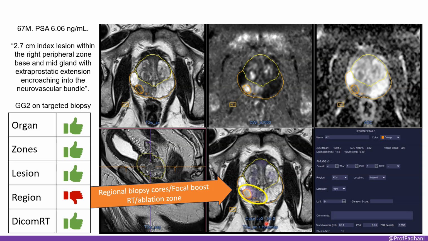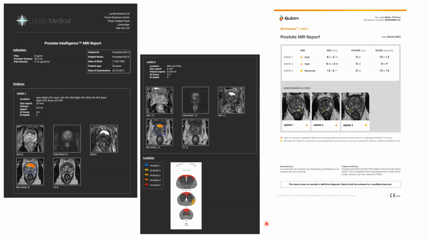The output is often summarized in a report. Here are examples from Lucida Medical and Quibim. They typically list detected lesions, their location, size, volume, and an AI-derived risk score or suggested PI-RADS category, often presented alongside key patient information like PSA density. These reports aim to standardize the communication of AI findings.